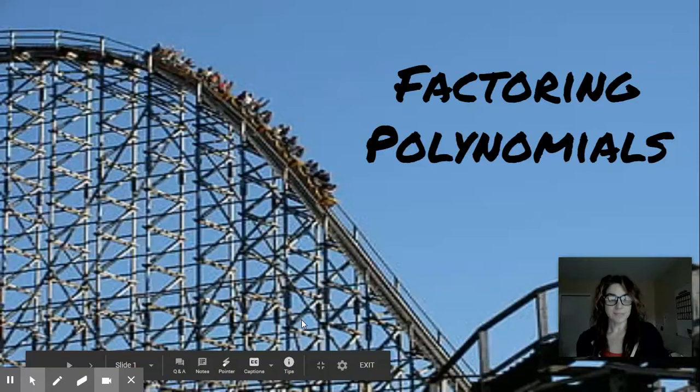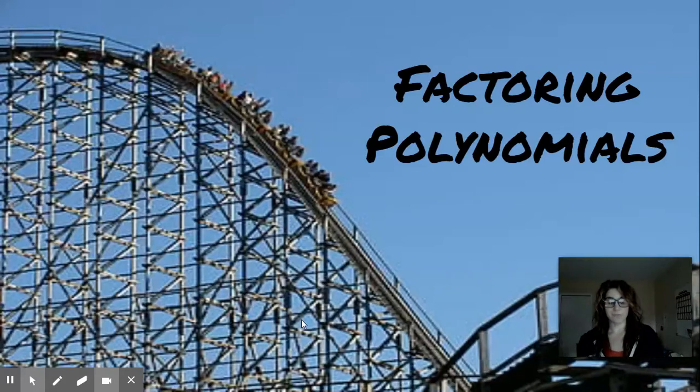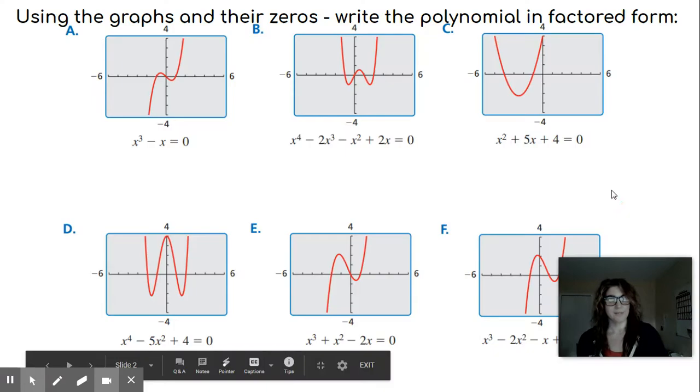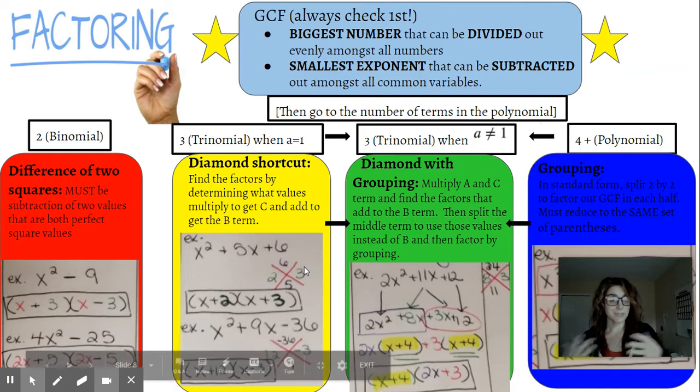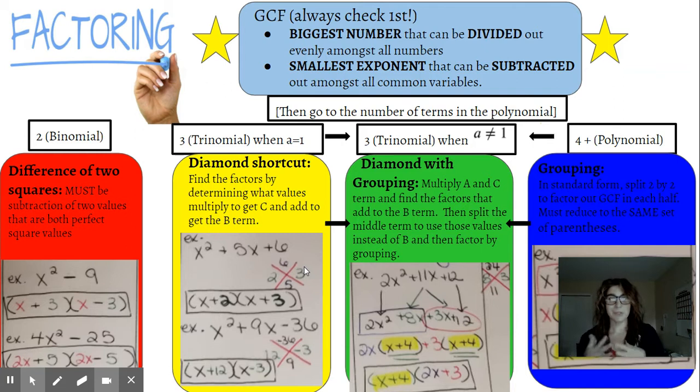So in today's lesson, we're going to look at factoring polynomials. You already know how to factor a trinomial, so we're just going to build upon that. So I'm actually going to skip this first slide and go back to it. But when you had your summer packet coming into Algebra 2, you did factoring.